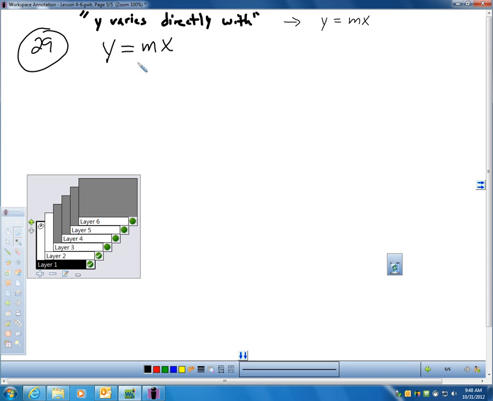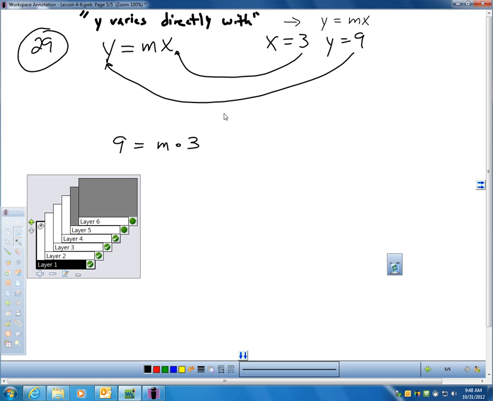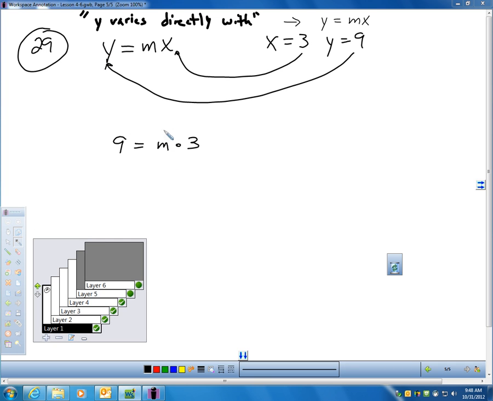It says, use the specified values to write a direct variation equation that relates x and y. Okay, well, in number 29 they tell me that x is 3 and y is 9. So what I'm going to do is I'm going to take 3 and plug it in for x and plug in 9 for y. I need to find out what this constant of variation is. Well, that's easy. Just solve for m. Divide each side by 3 to get m by itself.